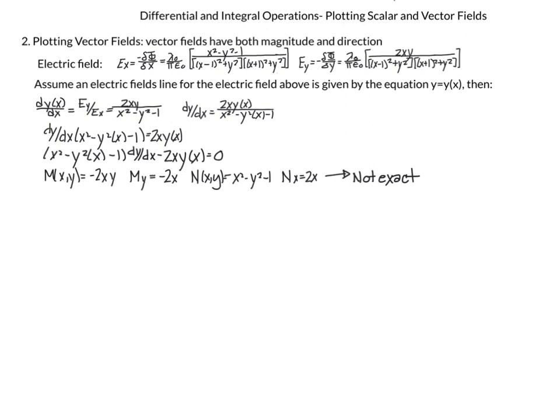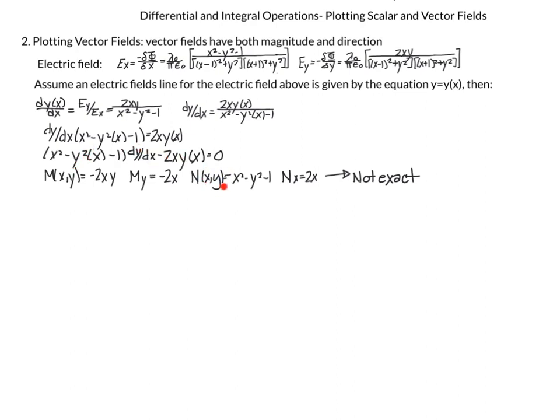So looking back at our electric field lines, we had this differential equation dy dx equals 2xy over x squared minus y squared minus 1. The first thing I'm going to do is multiply both sides of the equation by the denominator, so I get dy dx times x squared minus y squared minus 1 equals 2xy. And then next I'm going to move the 2xy so I can set everything equal to 0. So I get x squared minus y squared minus 1 dy dx minus 2xy.